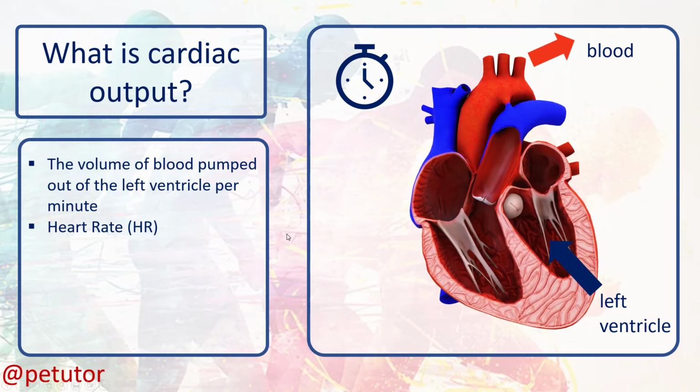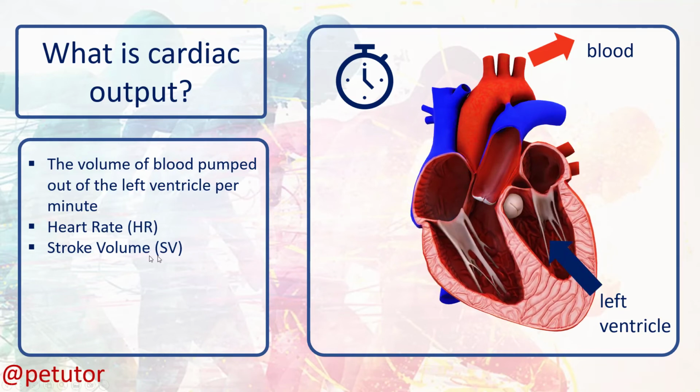And then the other thing that cardiac output involves is stroke volume, and that means the amount of blood that is squeezed out of the heart per contraction. So we've got the amount of blood per contraction multiplied by heart rate and gives us this equation.